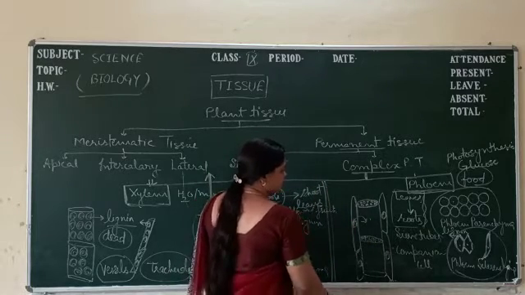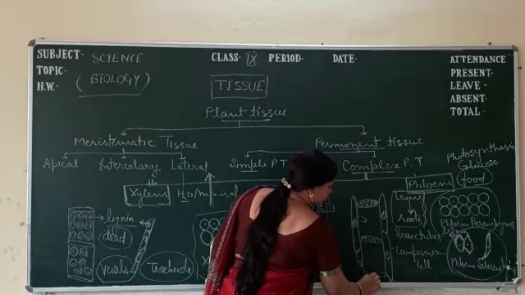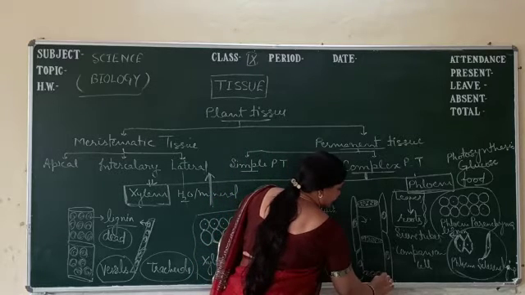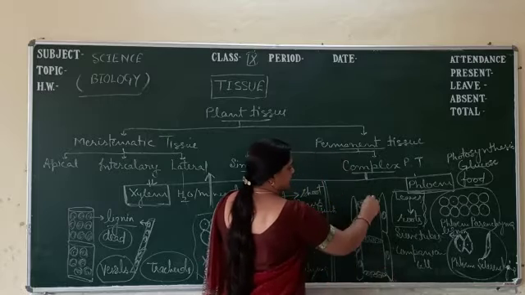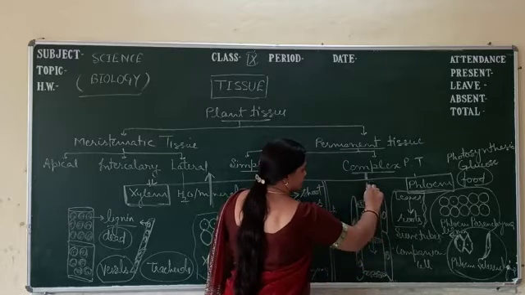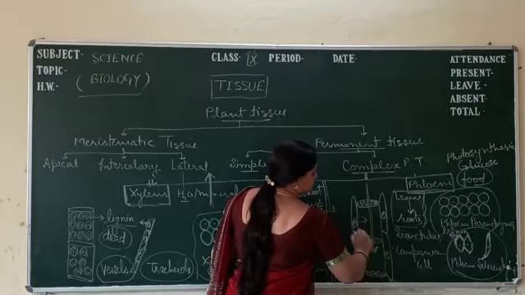and this nucleus controls the activity of sieve tubes. So what is the function of sieve tubes? Sieve tubes conduct liquid food from leaves to the roots of the plant. So the conduction is downward.